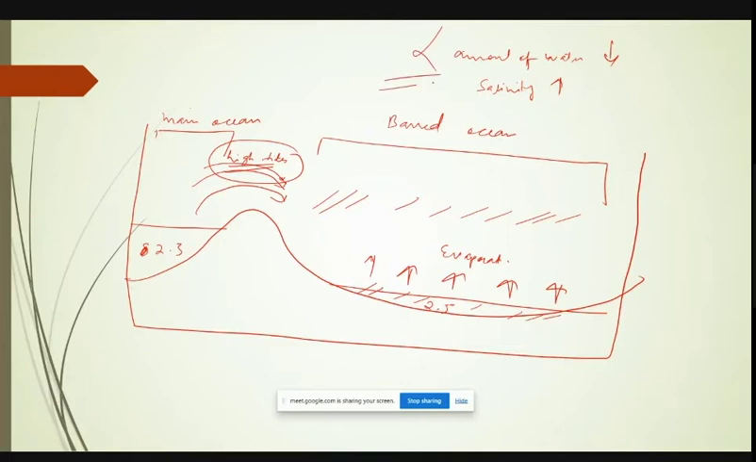This point is clear to all of you? Why is salinity increasing due to decrease in amount of water? No, sir, the voice is breaking. No, sir. Can you please explain it again?